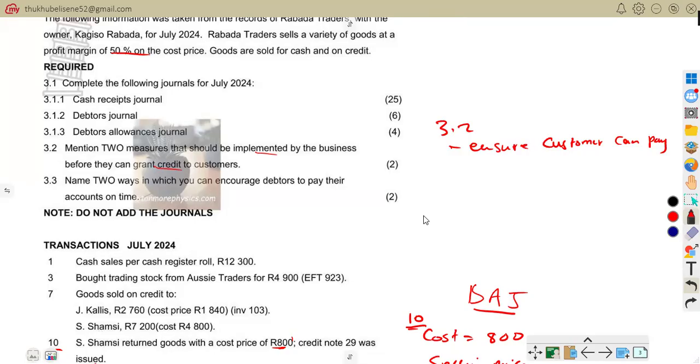So how are you going to do that? Proof of income. The proof of income can show affordability, that you are able to pay. Also, the credit history is an example, showing reliability that you pay your creditors. So let's quickly go to the answers that are given there on 3.2.